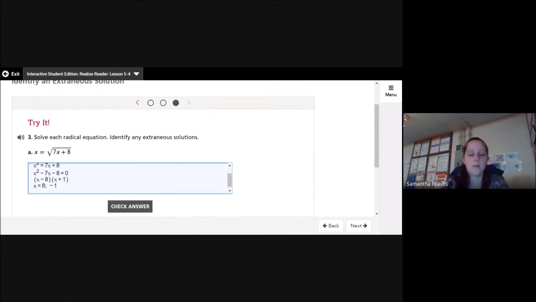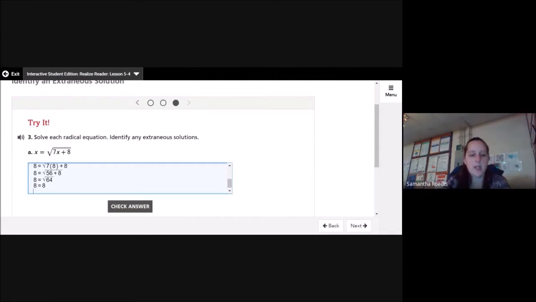So I'm going to substitute both of these in. If x is 8, then 8 equals the square root of 7 times 8 plus 8. 7 times 8 is 56, so 8 equals the square root of 56 plus 8. So 8 equals the square root of 64. 8 equals 8. So that is a solution.